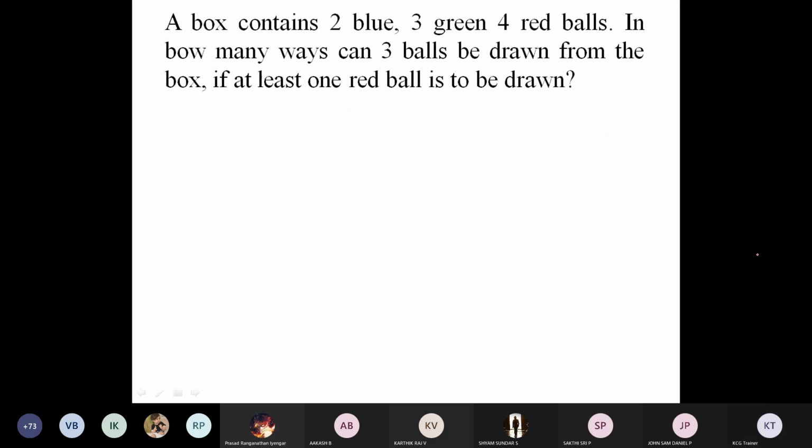Now, a box contains 2 blue, 3 green, 4 red. In how many ways can 3 balls be drawn from the box if at least 1 red ball is to be drawn? Now, let us do this one, as the balls are differentiated based on the colors.